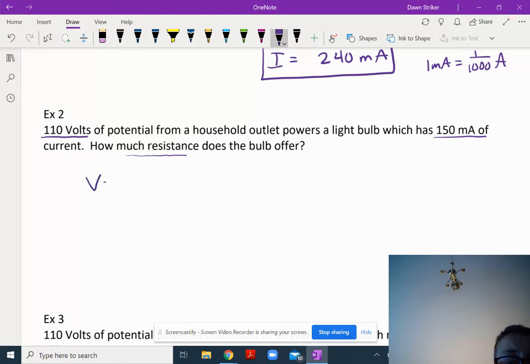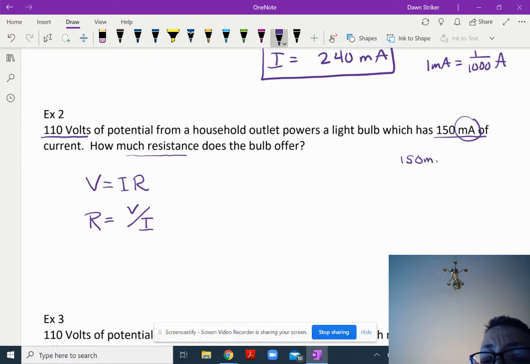So I have Ohm's law. I'm going to rewrite that to solve for R, V divided by I. And I'm given 150 milliamps. I better write this in amps. So 150 milliamps is the same as 150 times 10 to the negative 3 amps, milli meaning 10 to the negative 3. And this is 0.150 amps. So that's how much current I have.